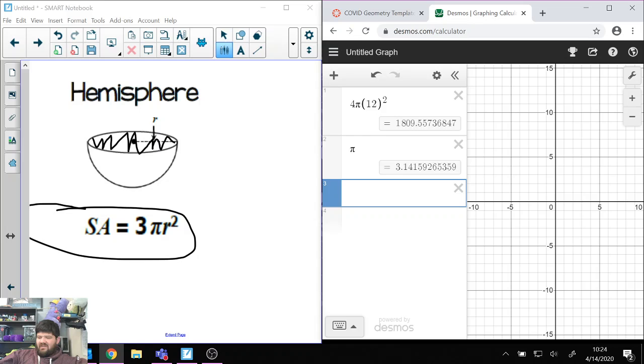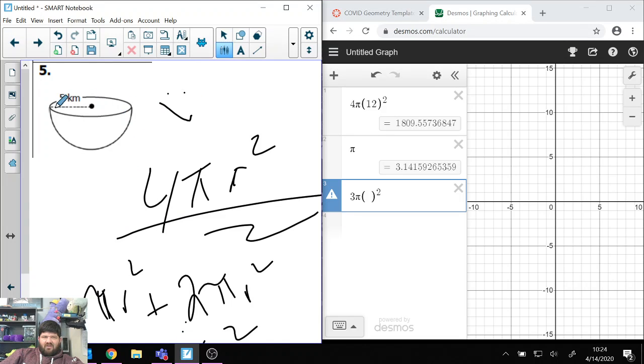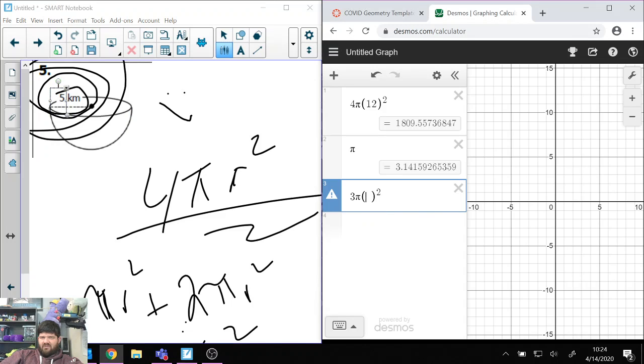So to use that, do the same thing, 3 pi, open, close parentheses, shift 6, 2. So there's your 3 pi r squared. Then you just put in the radius, which our radius for this problem was 5. Oops, I typed it in the wrong spot. So plug it in, 5, and there you go. This answer would be 235.